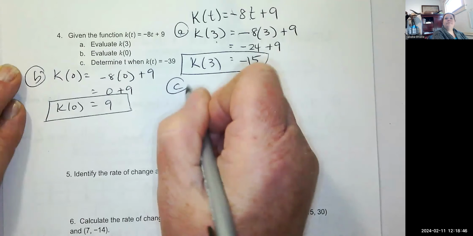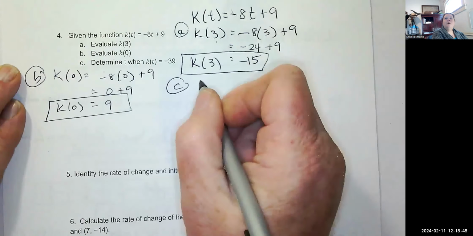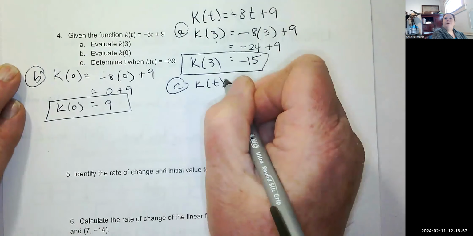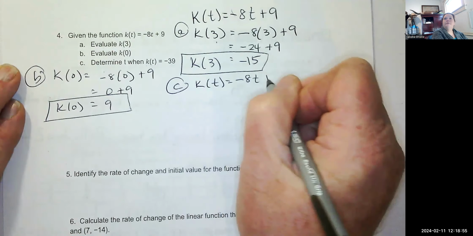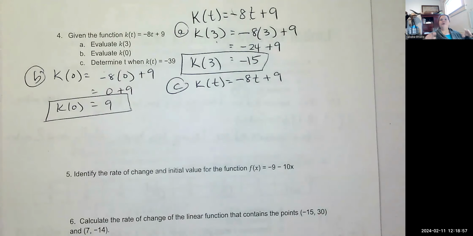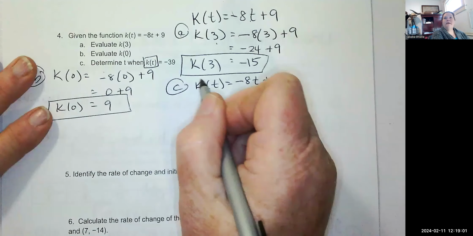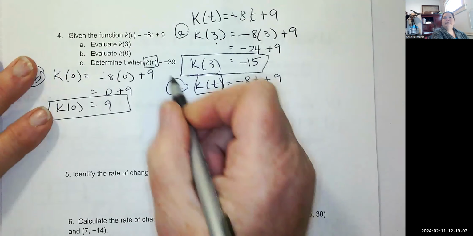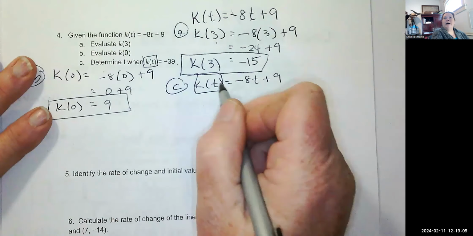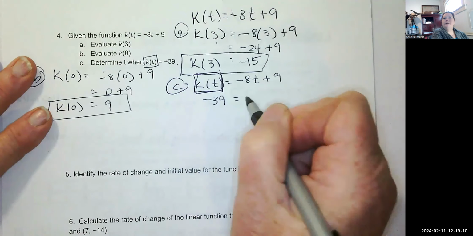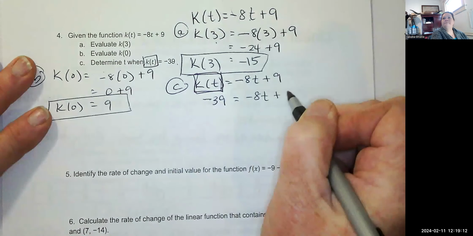And then the last one is determine t when k of t is equal to negative 39. For this one, I like to rewrite the original function. And then we're going to substitute because they are saying that k of t is negative 39. That means I can take where this k of t is and plug in negative 39 and just rewrite the rest of this.